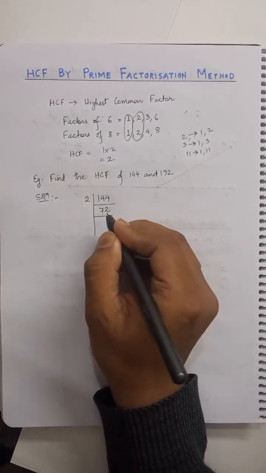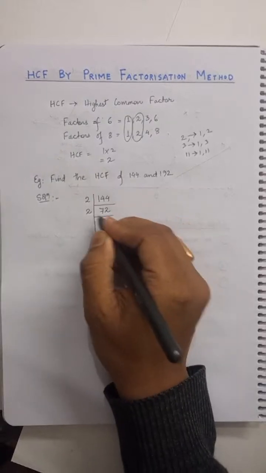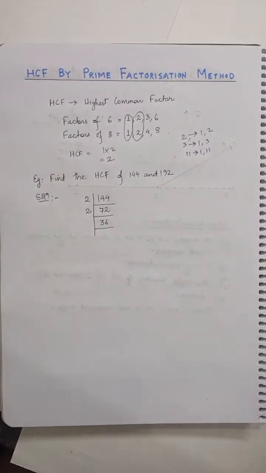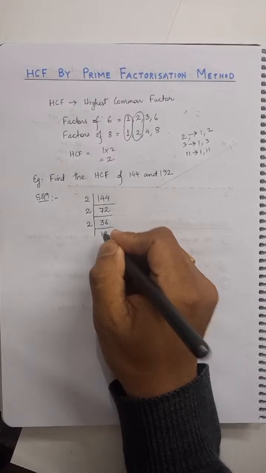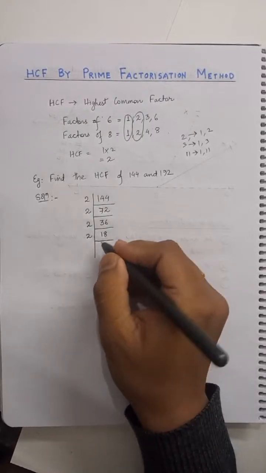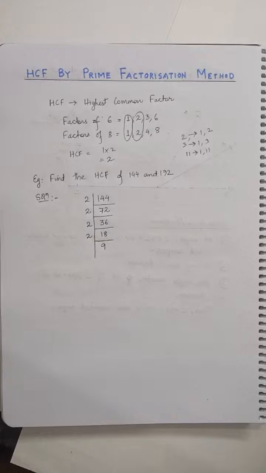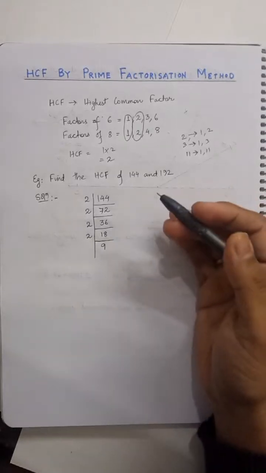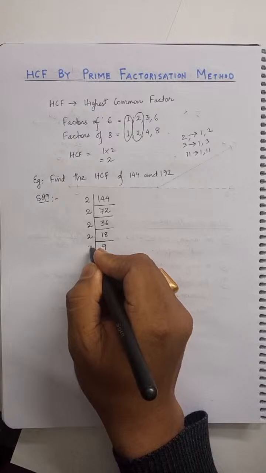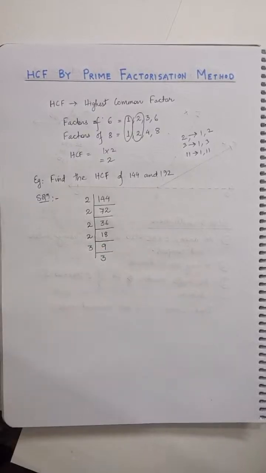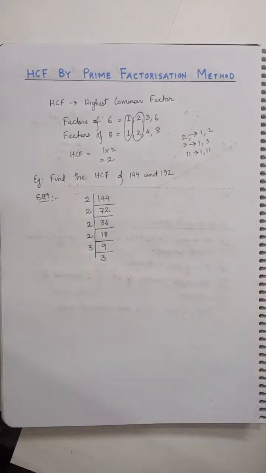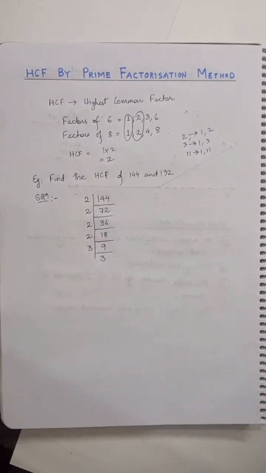72 is very much divisible by 2. 72 divided by 2 is 36. 36 is also divisible by 2. This is 18. 18 is also divisible by 2. 18 divided by 2 is 9. Now 9 is no longer divisible by 2. So what is the next prime number in the list? 3. Is 9 divisible by 3? Yes, very much. So we will divide it by 3, and this is 3. Again 3 has to be divided by 3 and nothing else. So these are all the prime factors of 144.